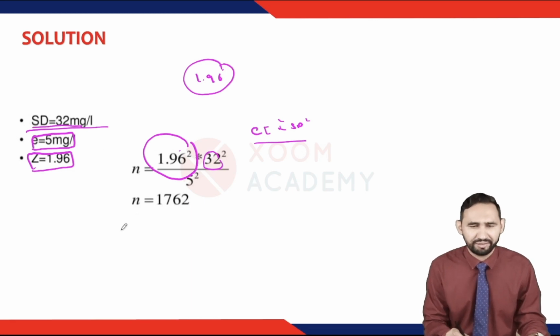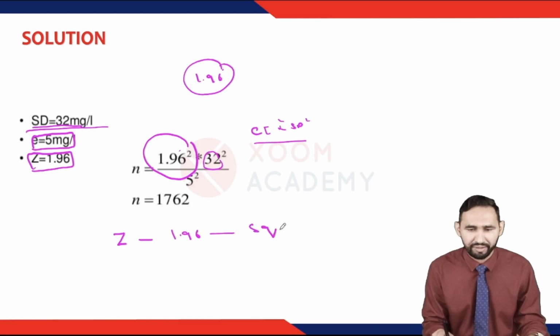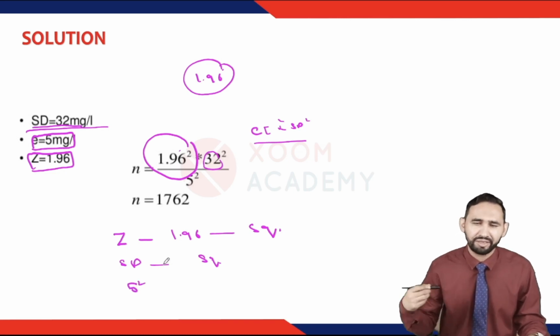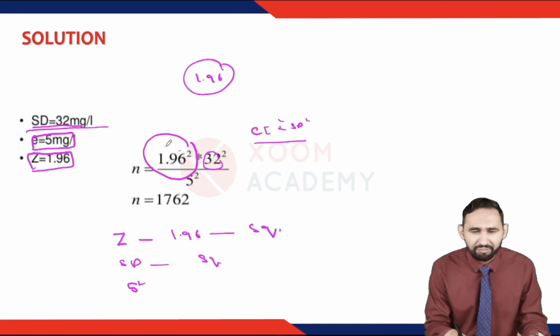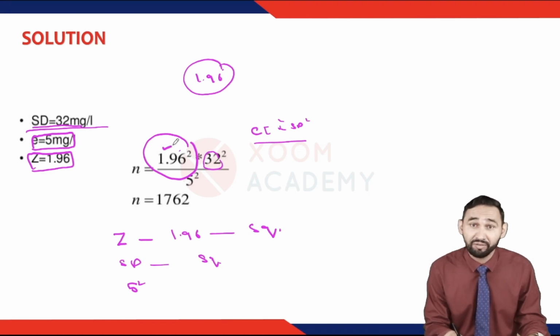So we need three things: Z, which is understandable, and R, which is constant. Z value is 1.96. We need to take the square of Z. Then we need to know the standard deviation, and we take the square of the standard deviation. Then we know that 5% error is accepted. So we take the square of all these things. We multiply 1.96, our value of Z, with the standard deviation and divide this by the error. Our sample size is 1762.